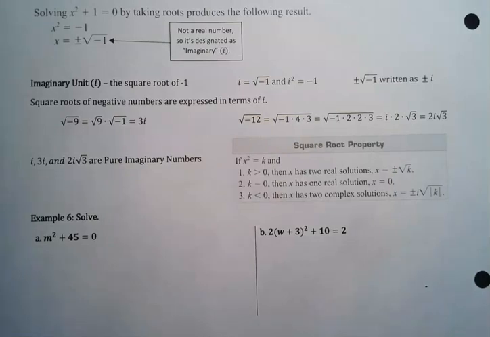All right, so if we look at this example, we're solving x squared plus 1 equals 0 by taking roots. It's going to produce the following results. Okay, so let's check it out. So x squared plus 1 equals 0. We subtract 1 from both sides, and we get x squared equals negative 1. Then we take the square root of that, and we get x equals plus or minus the square root of -1.